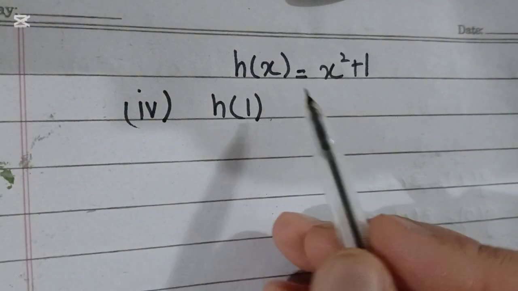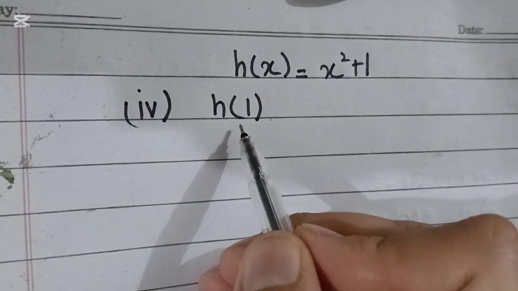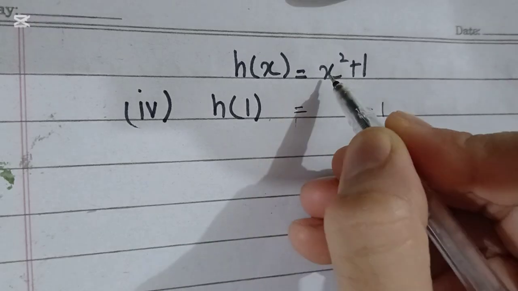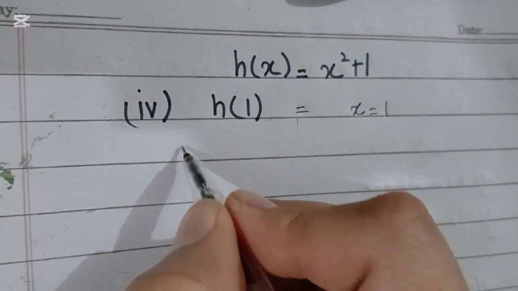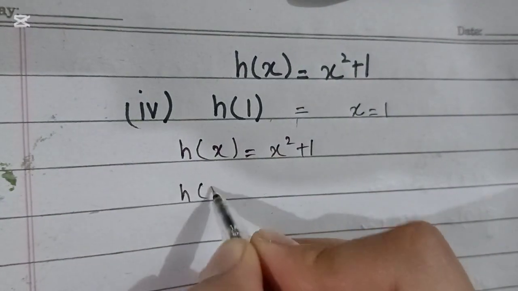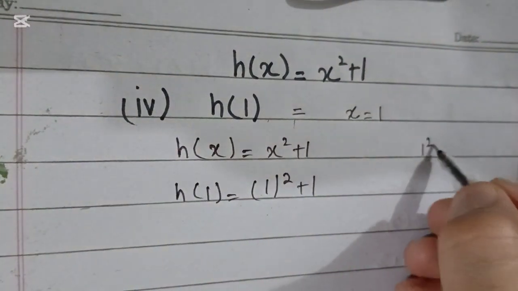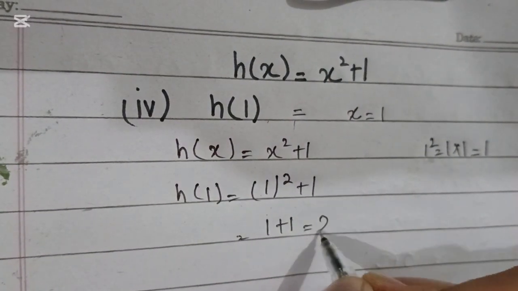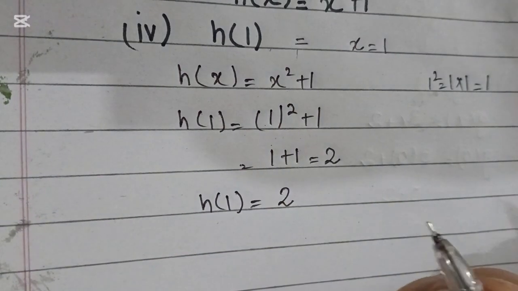The second function they gave us is h(x) = x² + 1. Now we have to find the value in the fourth part, h(1). It means that we are going to substitute the value x = 1 into this function. अब हम इस function में x की value 1 put करेंगे and always substitute the value inside the bracket. In h, take the function x² + 1, put the value x = 1 inside the bracket. 1 square means 1 multiply 1 which is equal to 1. So 1 plus 1 is equal to 2. Our required answer of the fourth part is 2.